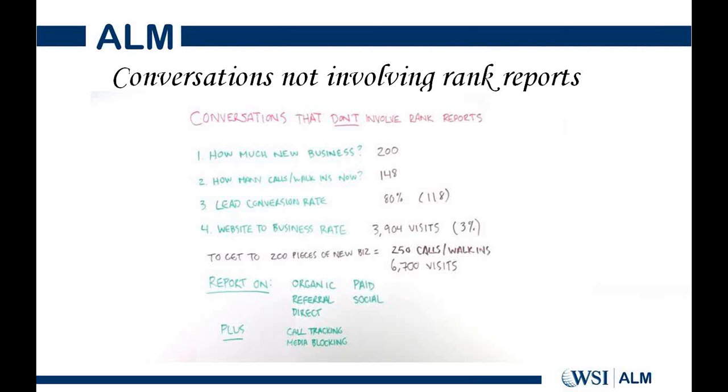You can report on organic, referral, direct, paid, social. So you can break the traffic numbers down looking at analytics in all these 5 different areas. And then you can also look at things like call tracking and how effective that is. So the idea is the conversation should not always be about, I went up position 1, I went up position 2, talking about ranks, but the conversations are more goal and conversion oriented, which is really what the clients are after at the end of the day.